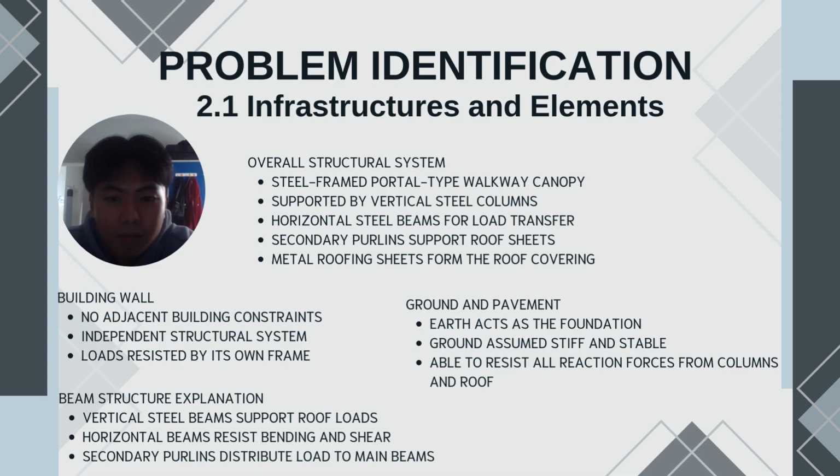The beam system includes vertical and horizontal steel beams. The horizontal beams resist bending and shear forces, while the vertical columns transfer loads directly to the ground. And then the secondary purlins help distribute the roof load evenly to the main beams.